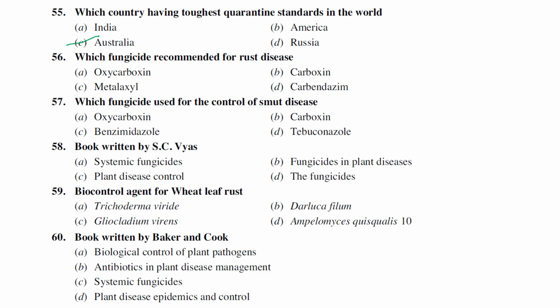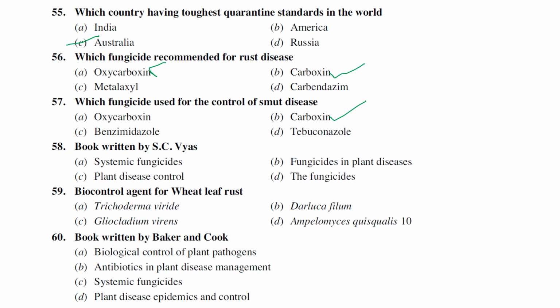So the fungicide generally recommended for rust diseases is oxycarboxin. If it is a smut, carboxin. Oxycarboxin's trade name is Plantvax, carboxin's trade name is Vitavax. Which fungicide is used for the control of smut diseases? Just now we discussed carboxin is generally recommended for the control or management of smut diseases, right?